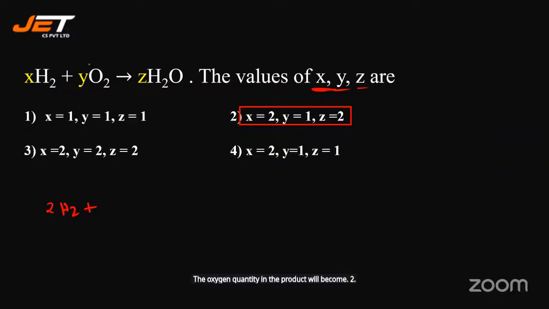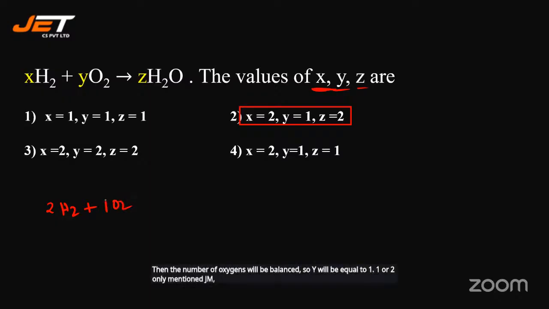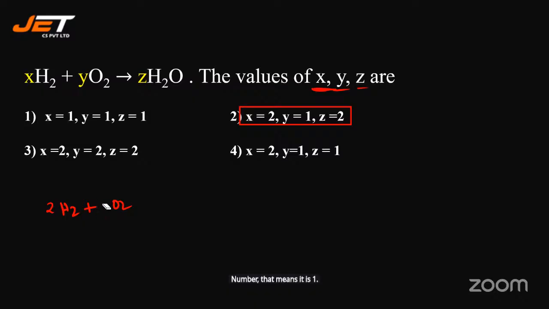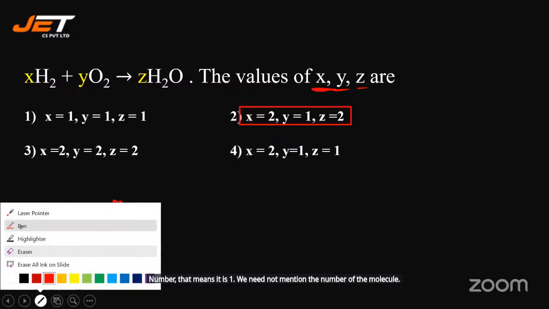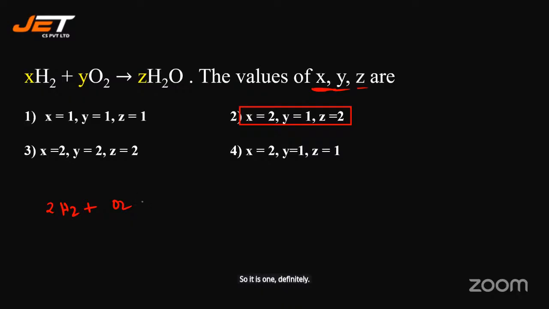So if I do not write any value in the Y, that means if it remains as 1 itself, then the number of oxygens will be balanced. So Y will be equal to 1. We do not mention 1 O2. So whenever we are not mentioning any number, that means it is 1. When there is only one molecule, we need not mention the number of the molecule. So it is 1 definitely. So 1 O2, and the product becomes 2H2O.